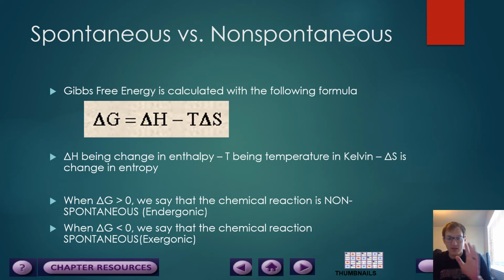So we have this equation that calculates Gibbs free energy for us. Delta G is Gibbs free energy, delta H is our enthalpy, delta S is our change in entropy, and T is our temperature in Kelvin.